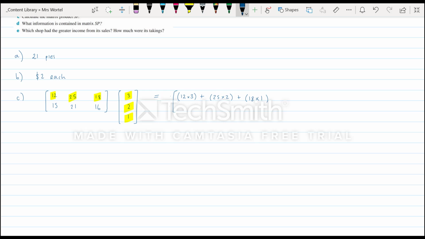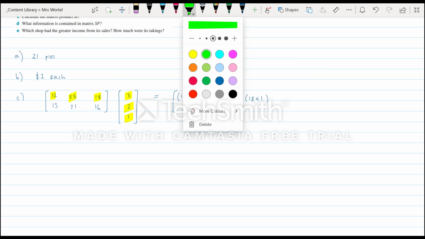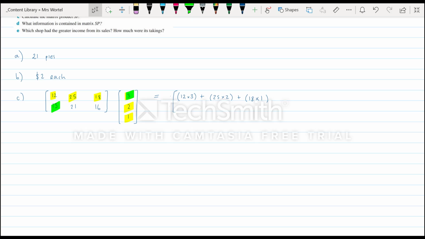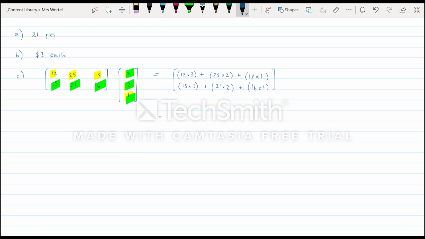And on to our next row. So we have 15 times 3 plus 21 times 2. And finally, 16 times 1. And now it's just a matter of simplifying.